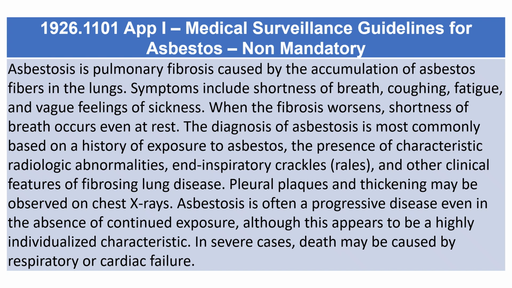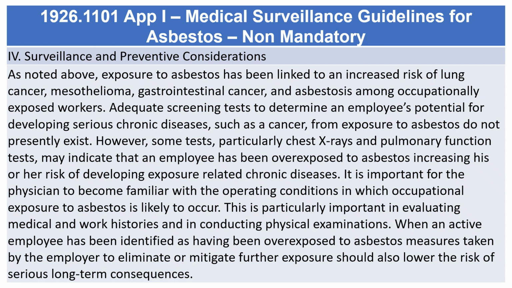Asbestosis is often a progressive disease even in the absence of continued exposure, although this appears to be a highly individualized characteristic. In severe cases, death may be caused by respiratory or cardiac failure. 4. Surveillance and preventive considerations. As noted above, exposure to asbestos has been linked to an increased risk of lung cancer, mesothelioma, gastrointestinal cancer, and asbestosis among occupationally exposed workers.